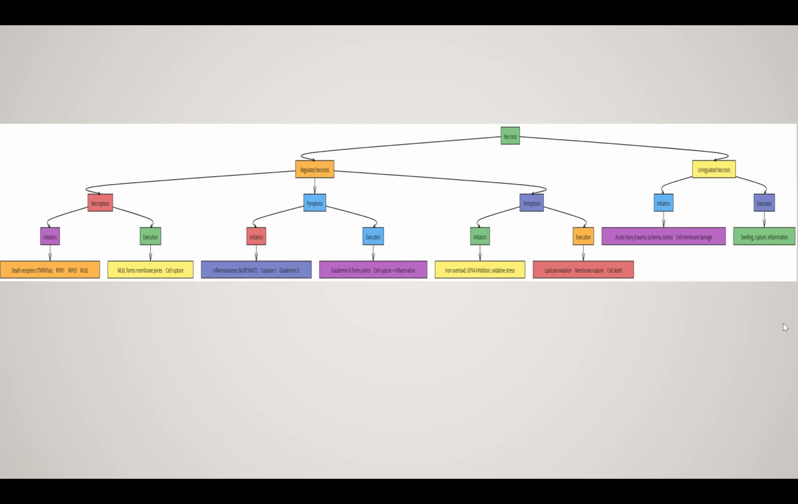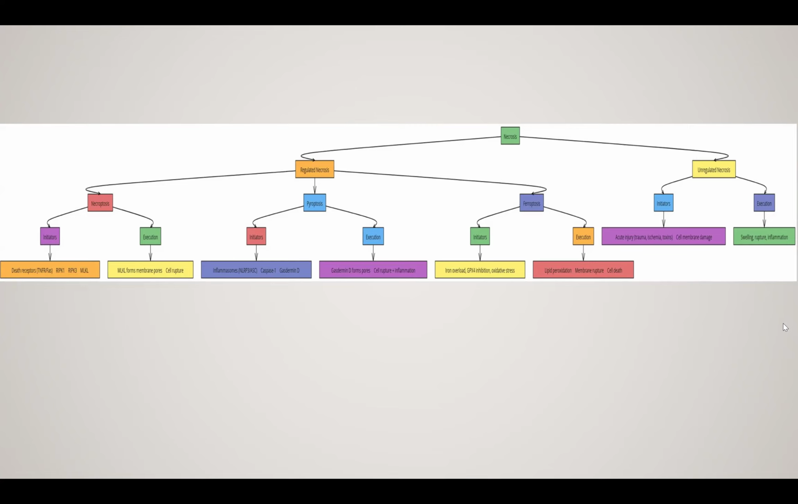Second, pyroptosis. Pyroptosis is another form of regulated necrosis triggered by the activation of inflammasomes, for example NLRP3/ASC. These inflammasomes activate caspase 1, which then cleaves gasdermin D. Gasdermin D plays a critical role in this process by forming pores in the cell membrane. This pore formation leads to cell rupture and the release of pro-inflammatory contents, driving an inflammatory response.